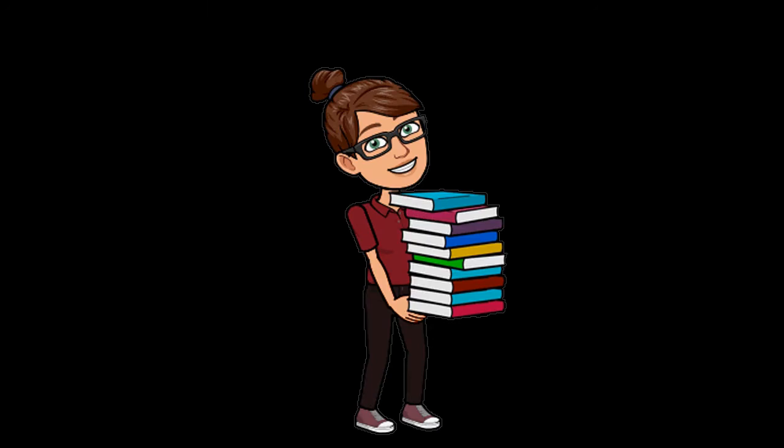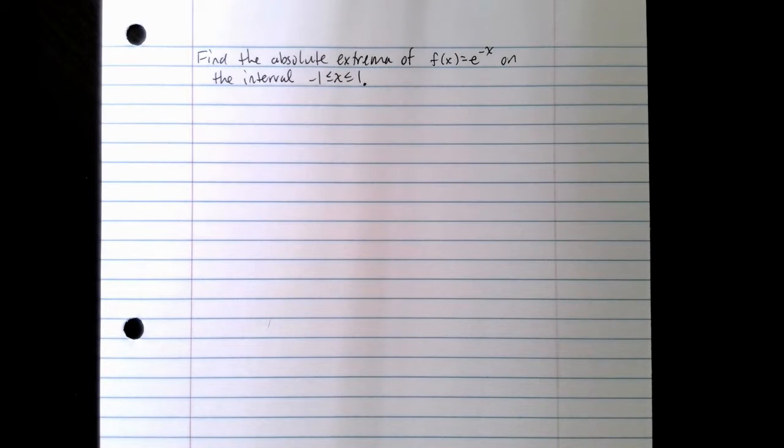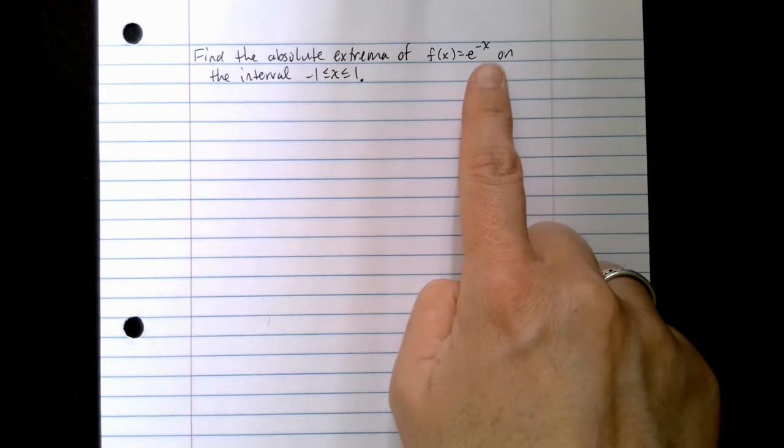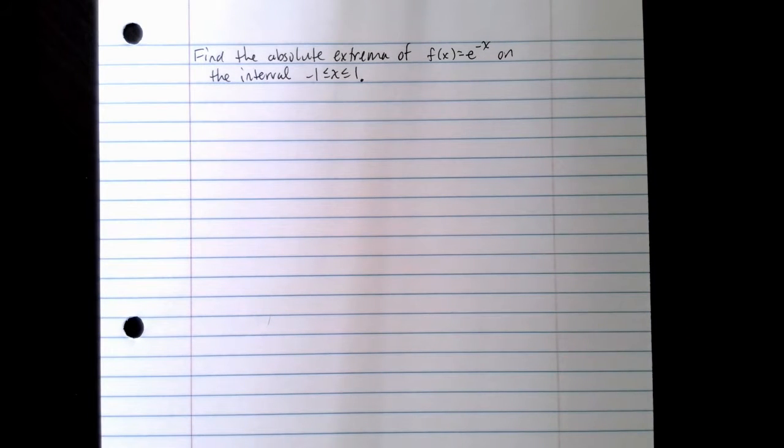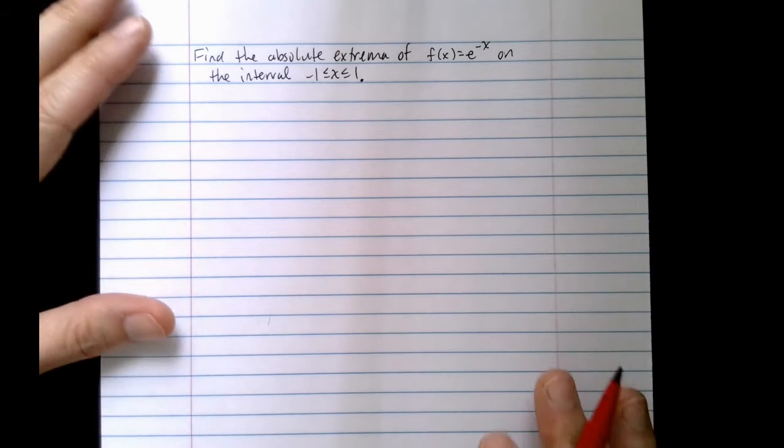On this episode, Stevenson will demonstrate: find the absolute extrema of f of x equals e to the power of negative x on the interval -1 to 1, and it is closed. So step 1, what does this look like? We can do this whole problem without any calculator at all.